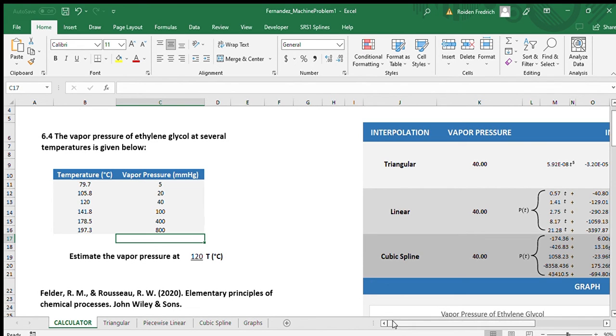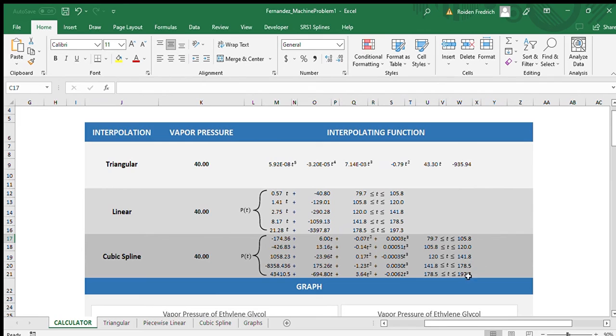as you can observe, all the interpolating functions also change.